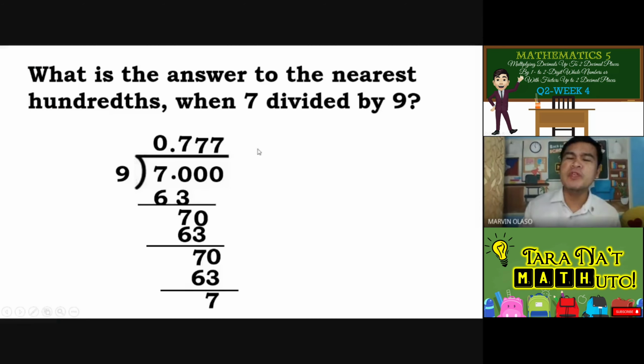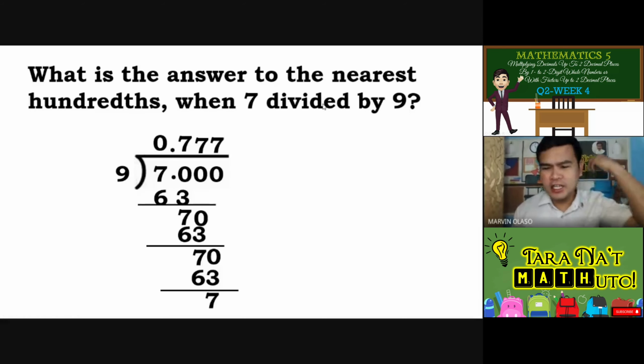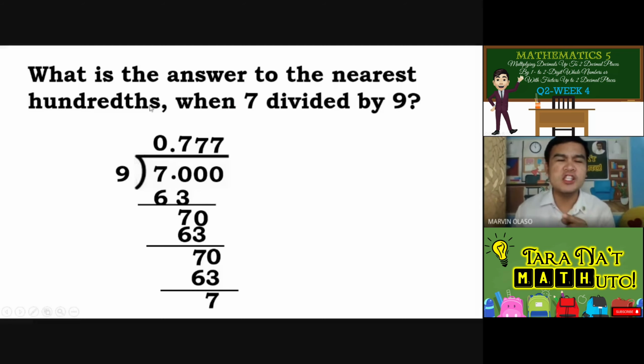So ano ibig sabihin nun? So non-terminating ibig sabihin non-stop siya. Hindi siya hihinto, continuous lamang ang kanyang pagsagot. So malalaman nyo yan in the next lesson kapag nag-go on na tayo sa ating mga lessons. Okay? So what will happen now? Follow the condition. What is the answer to the nearest hundredths? So anong gagawin mo? You have to round off to the nearest hundredths.